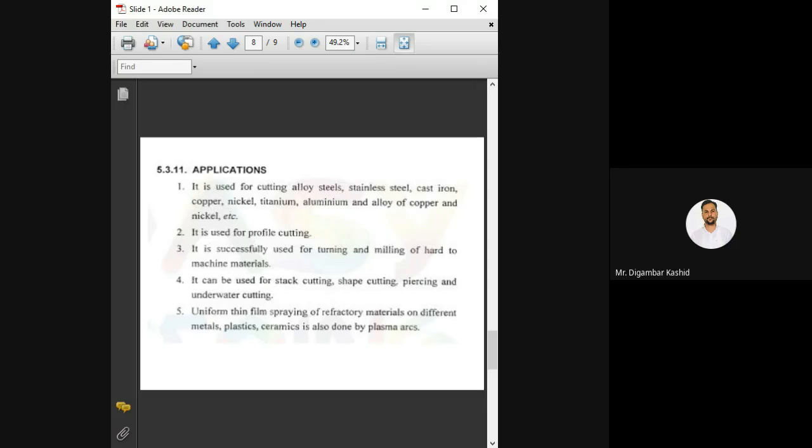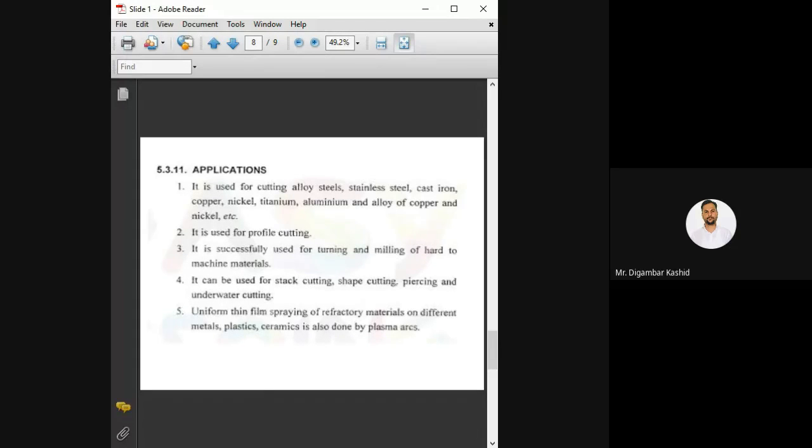If you compare our plasma cutting with the traditional cutting process, then in case of thick plates, this plasma arc cutting is much more economical than our traditional process, that is the oxy-fuel process.